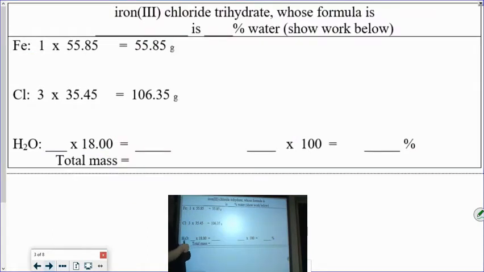If you were in class today, I would have you do this problem all by yourself to make sure you could figure it out. This one is done with iron 3 chloride trihydrate. You're supposed to come up with the formula and the percent water by going through all the steps. So if you're at home, pause the video and try to do this on your own.